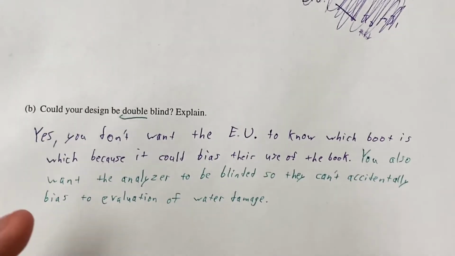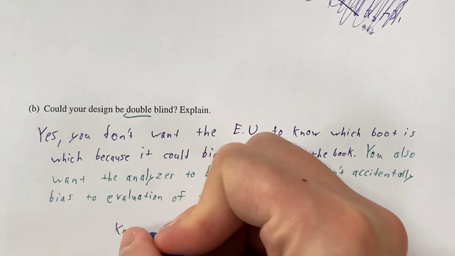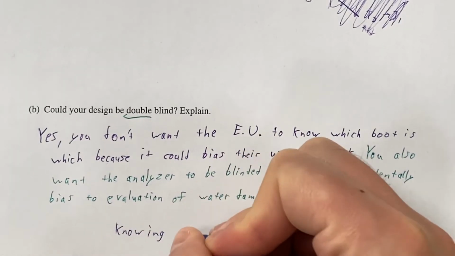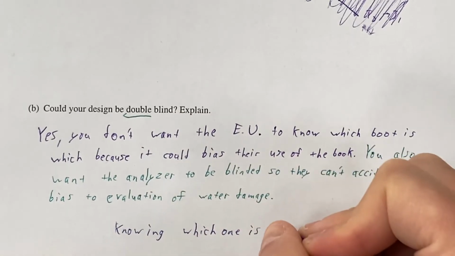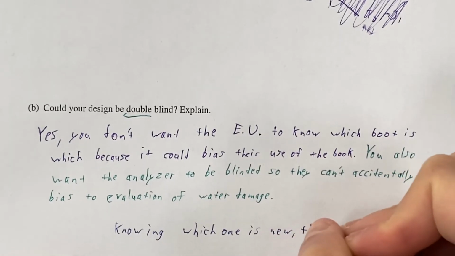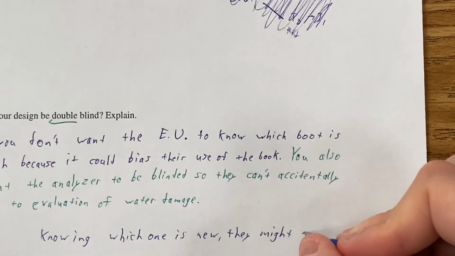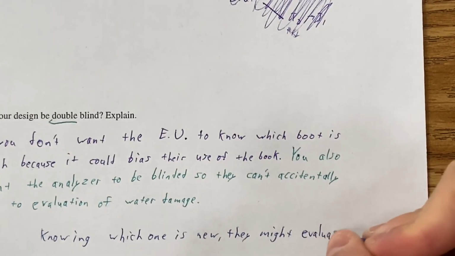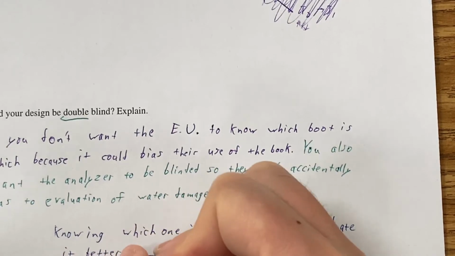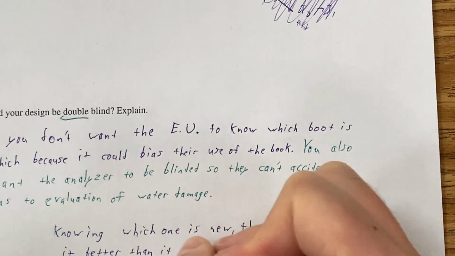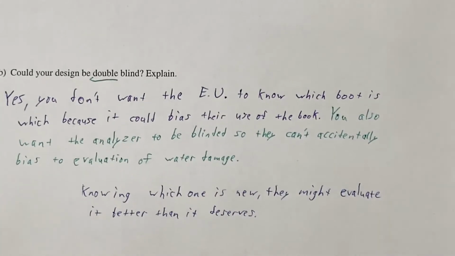And if you really wanted to go on to say more, you could add a paranoia: knowing which one is new, they might evaluate it better than it deserves. Something like that. Just any old thing. It doesn't have to be specifically anything like this.